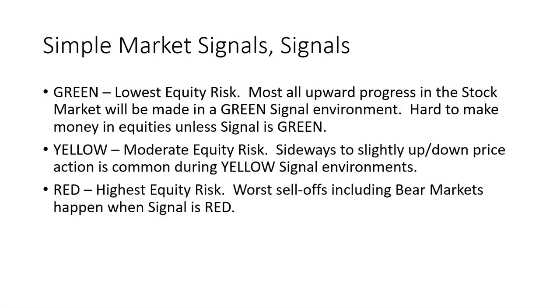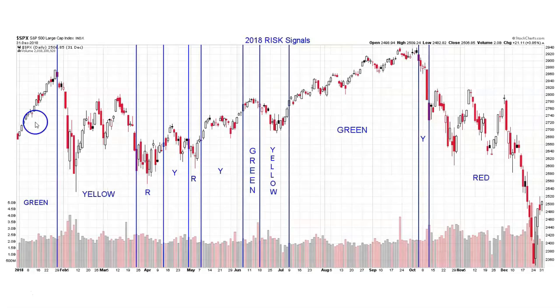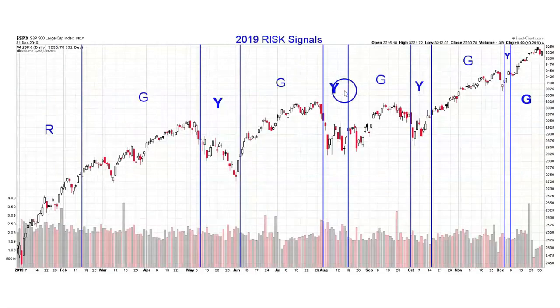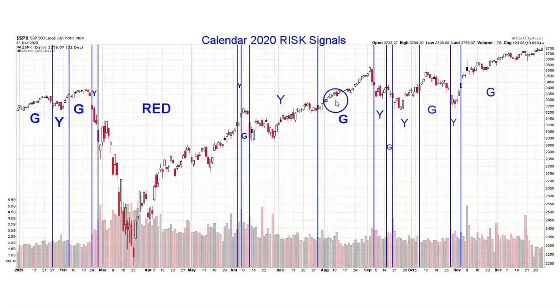The red signal has the highest equity risk, and the worst sell-offs, including bear markets, will happen when the signal is red. A quick review of the risk signals. The green signal is the best risk-reward ratio signal for equity investors, and what you're going to find is that most upward progress in the stock market will happen in a green signal environment, as we see here.